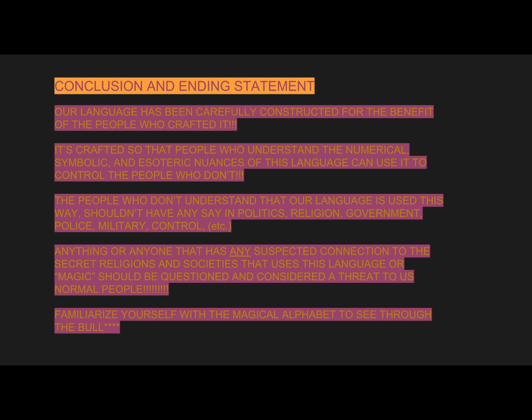This includes people like judges, the court. They're dangerous people. They have the power to imprison you. They have the power to rape you of every single dollar you own. They have the power to kill you and cover it up. Familiarize yourself with this magical alphabet. See through the bullshit.